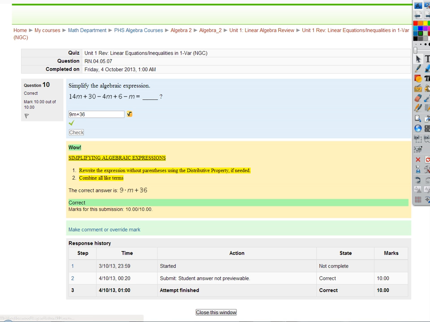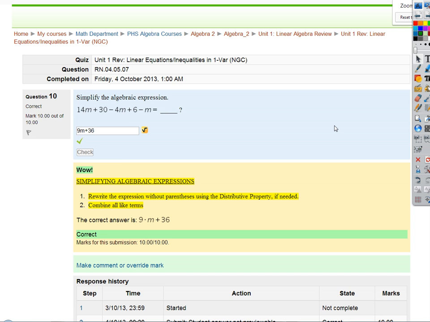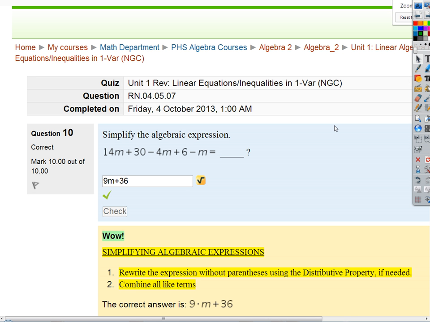Okay, that one was missed just because I need to go in and give people credit for it because it wasn't working right. But people were fine on that one generally. Everyone knows what to do with that. Any questions on a problem like that? Where you're trying to simplify stuff? You okay with that? Just add up like terms? Okay?